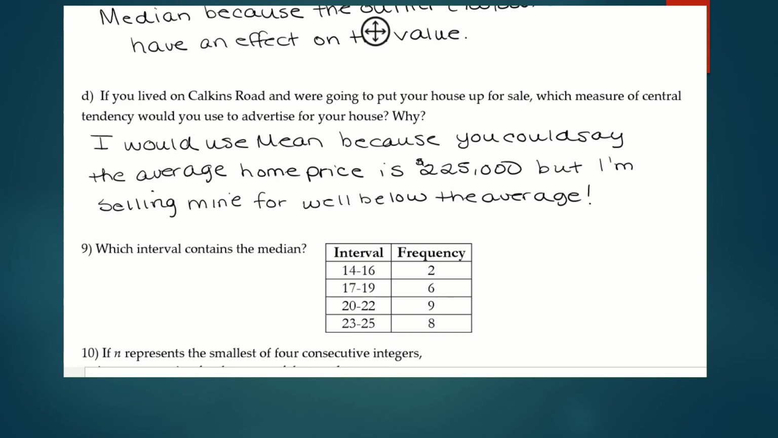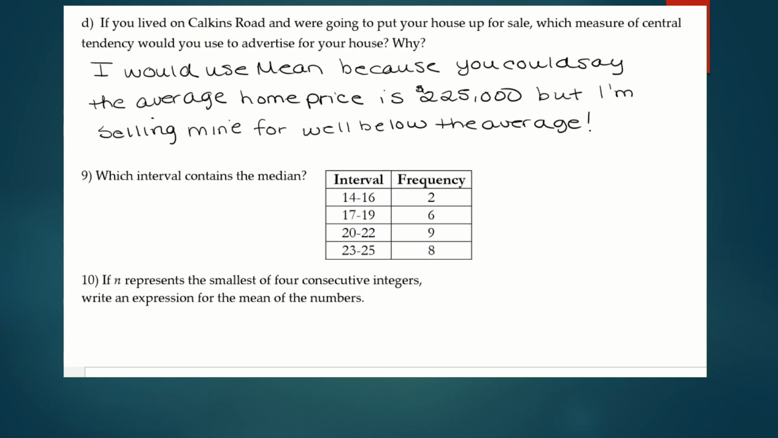Okay, so now let's go on to number 9. We're going to be using the table at the right. It says which interval contains the median. So we have intervals of 14 to 16, 17 to 19, 20 to 22, 23 to 25. Frequency means how often the data falls within that interval. So we have 2 pieces of data that fall between 14 and 16, 6 between 17 and 19, 9 between 20 and 22, 8 between 23 and 25. We don't necessarily know what they're talking about here. We just know there's this given interval, and frequency is how often data occurs within that interval.